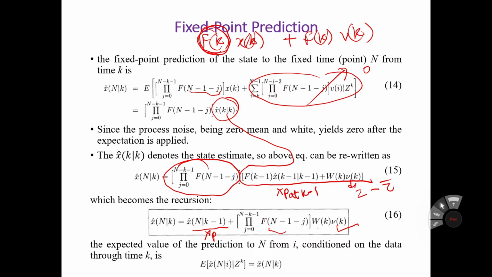So the expected value of the prediction to n from I conditioned on the data through time k. This one means here, the variable on the left hand side means the expected value of the estimate of n conditioned on I, where I is the data measurement available up to k scan.